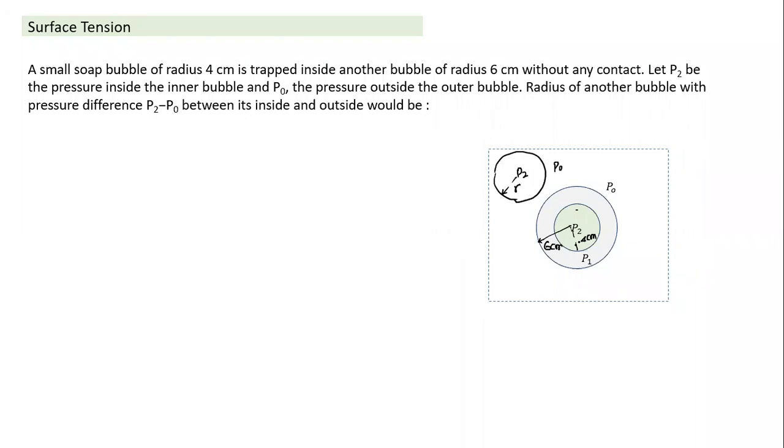Will it have a radius of 4 centimeters? No, actually it will not have 4 centimeters. It will have some different radius. So what should the bubble radius be so that it has the same pressure as P2, the pressure inside the smaller bubble? It's also a fairly simple question.